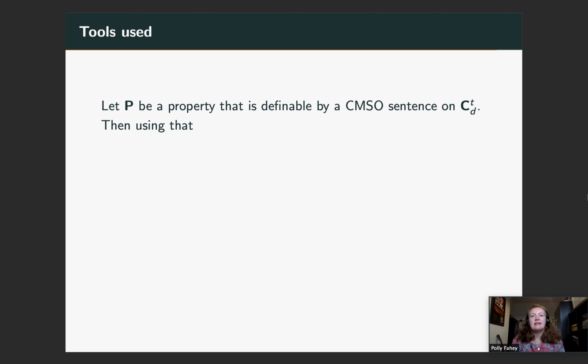Okay, so let me give you an idea of how we prove our result, that every property that is definable by a monadic second-order logic with counting sentence on the class of all bounded degree and bounded tree width graphs is uniformly testable on that class with constant runtime in our model. So let P be a property that is definable by a CMSO sentence on the class of all bounded degree and bounded tree width graphs. Then we can use that P is hyperfinite, which is because it is known that the class of all bounded degree and bounded tree width graphs is hyperfinite.